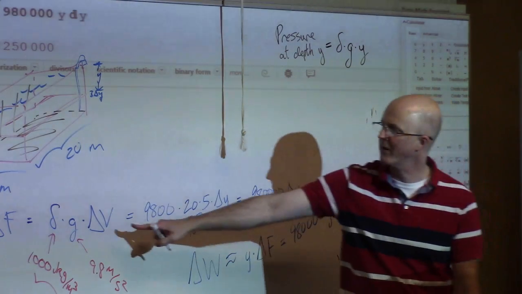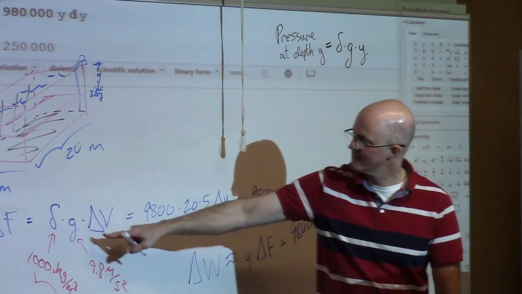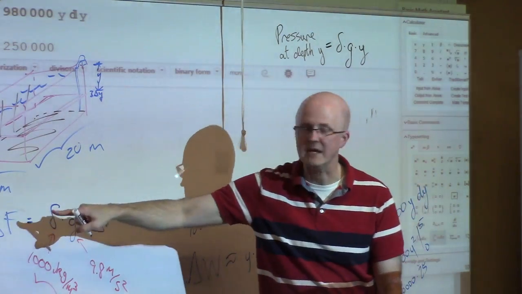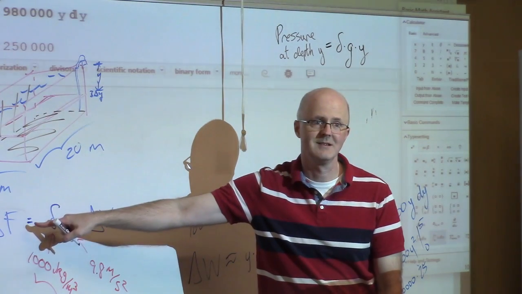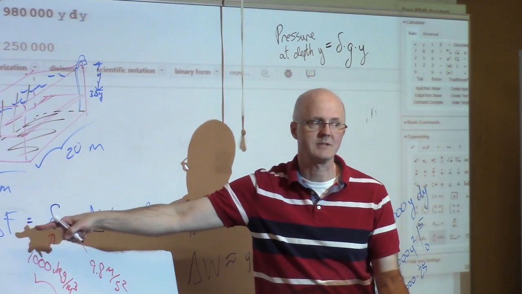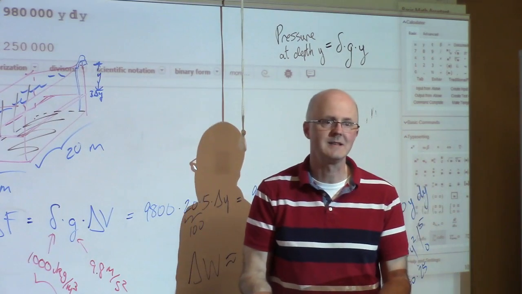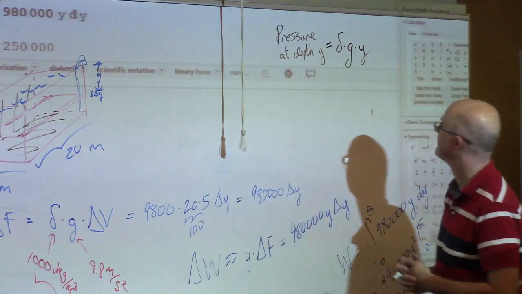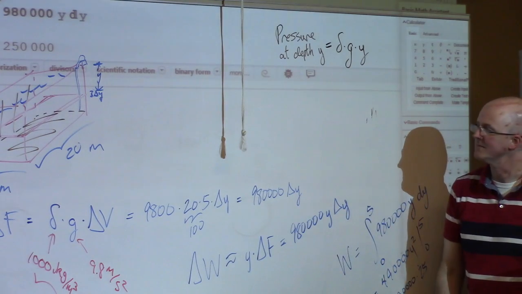Kind of analogous to what we had here. This was the density times the acceleration due to gravity times the volume to give you the weight of the object in the gravitational field. It's the weight of a thin slice of water there. This is a similar looking equation.